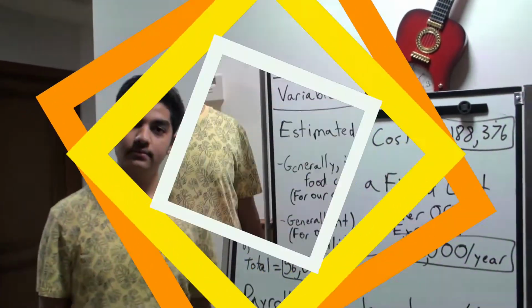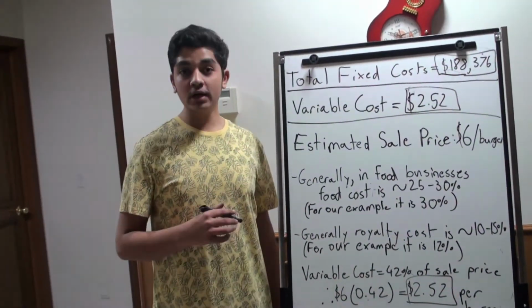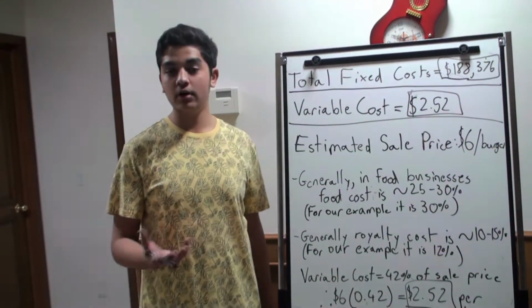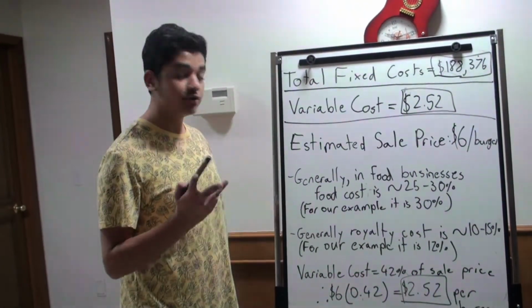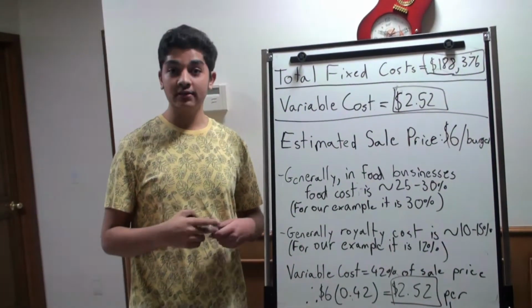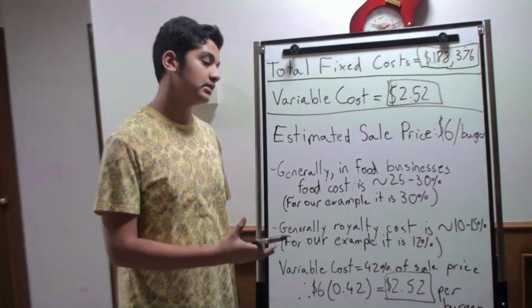Now that we've calculated the fixed costs of our business, we're going to calculate the variable cost of our business. Now, how do we do that? For this, we have to look at the 2 most common variable costs in a food business, which are the food costs and the royalty costs of the business.